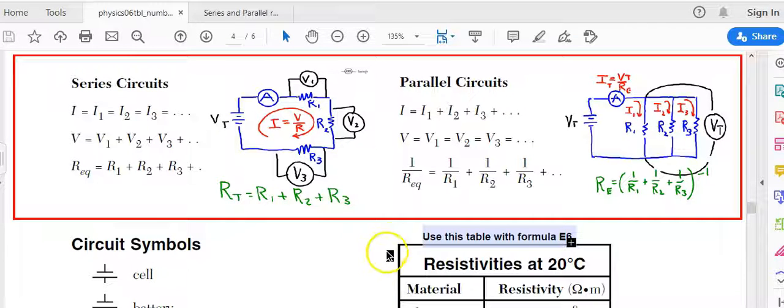Today we're going to be talking about parallel circuits, and here we are on the reference table with the rules for parallel circuits. Okay, let's get started on our first problem.